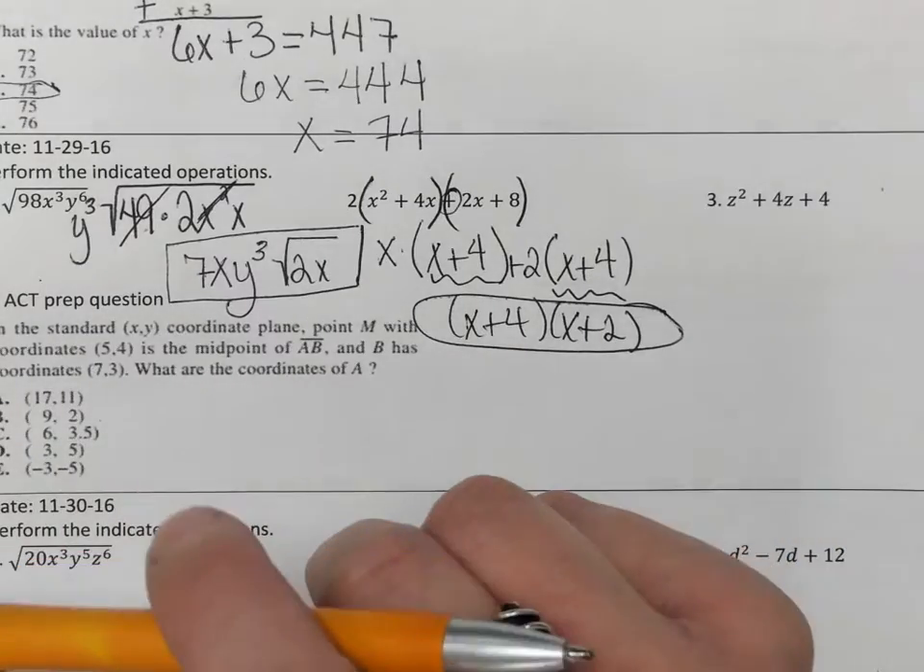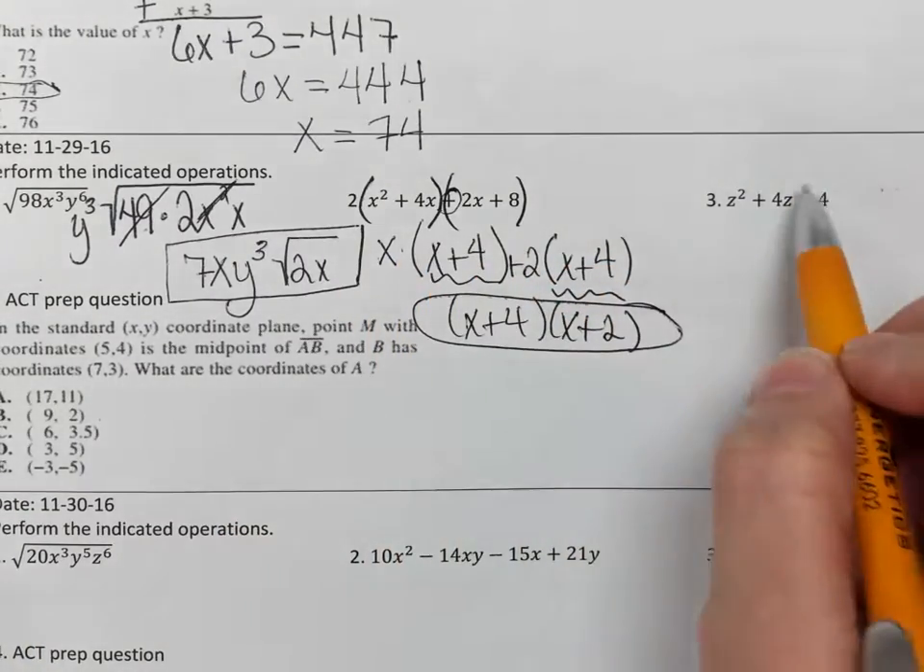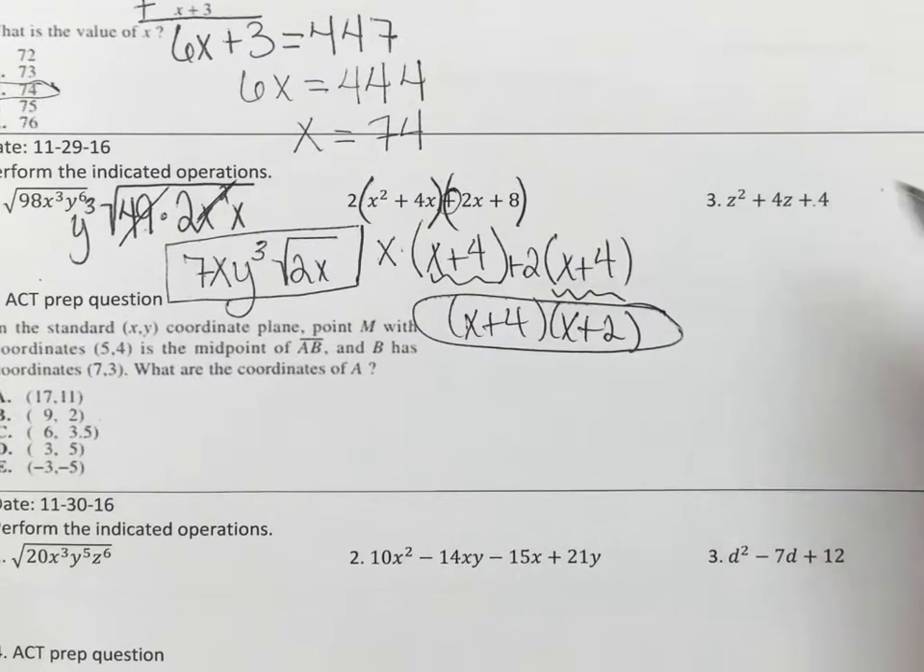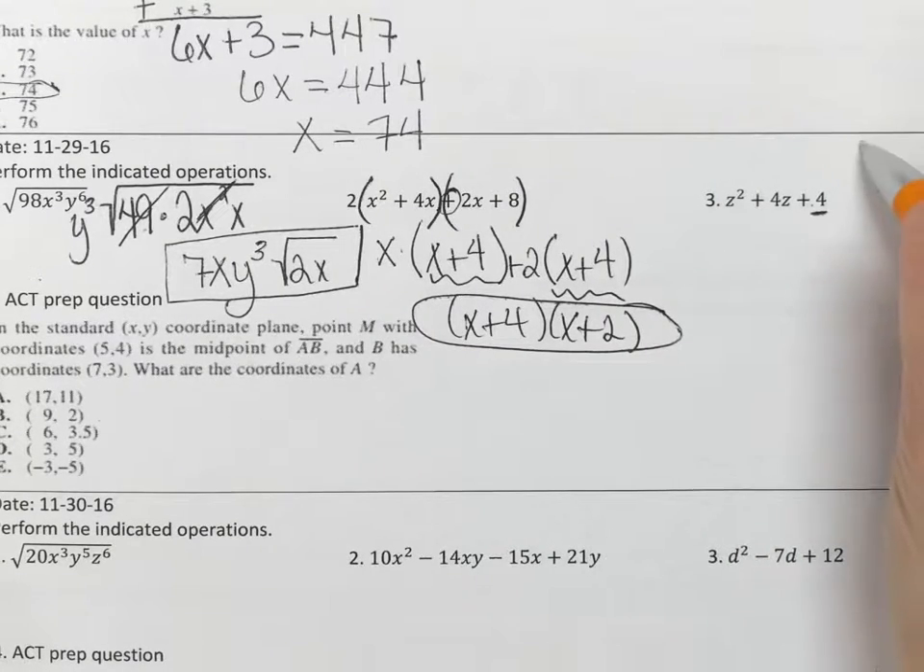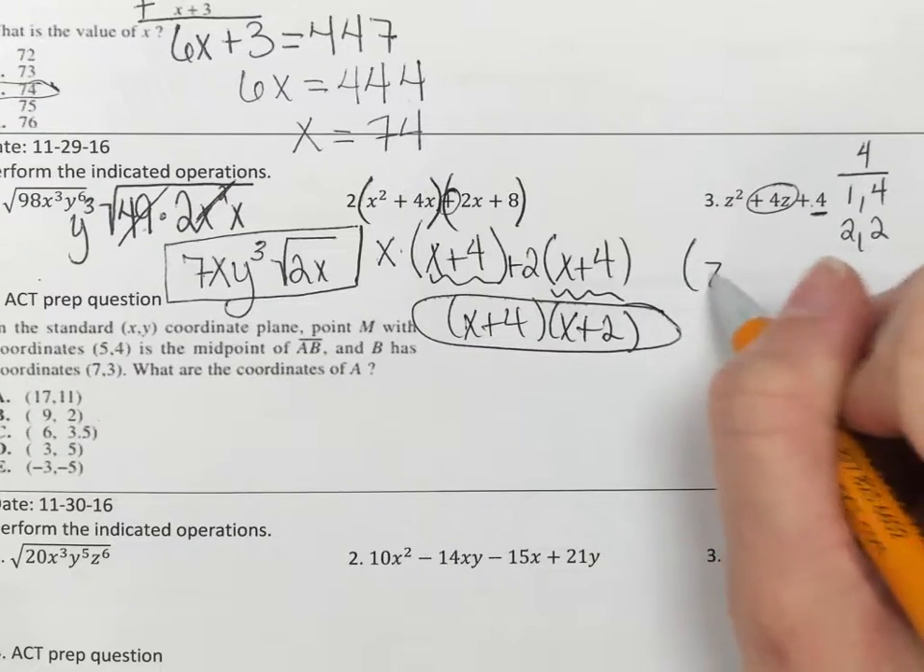Is it okay if you combine the 4 and the 2? You certainly can. You'll get 6, and then you should do it just like number 3 then. Yeah. What about number 3? What are the factors of 4? 1 and 4, and 2 and 2. There you go. I need the ones that give me positive 4 in the middle. 2 and 2. There you go.